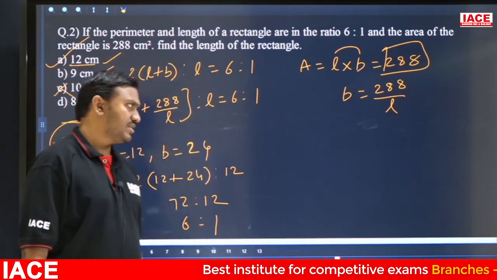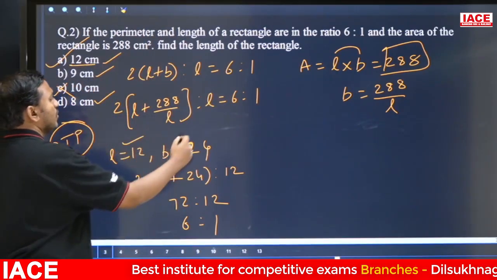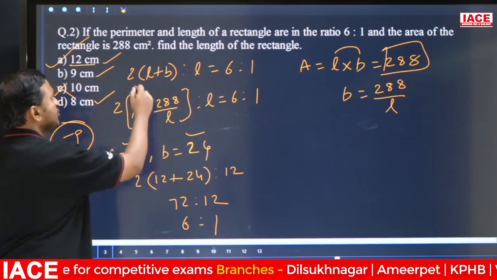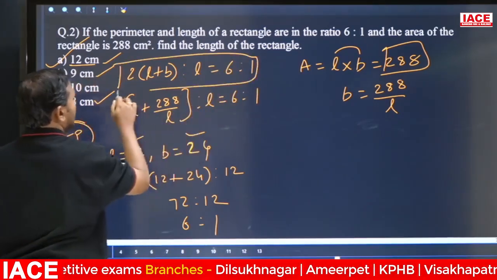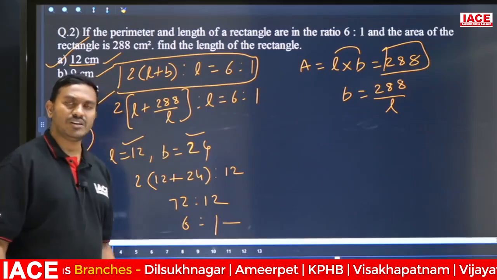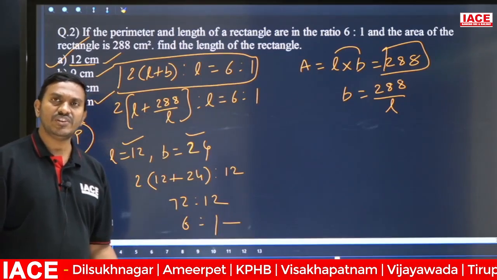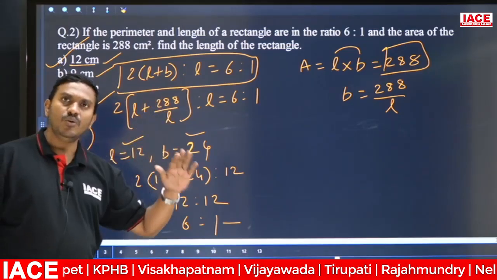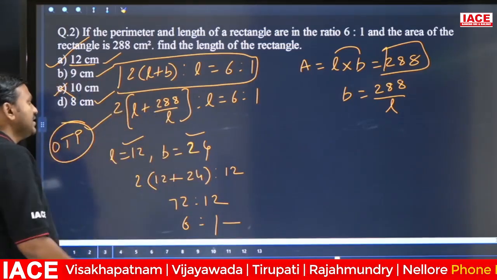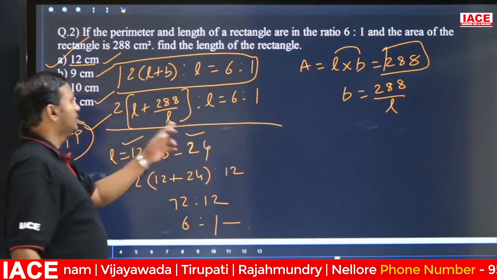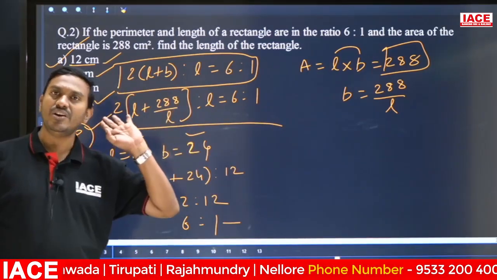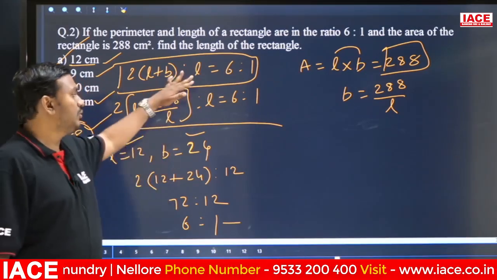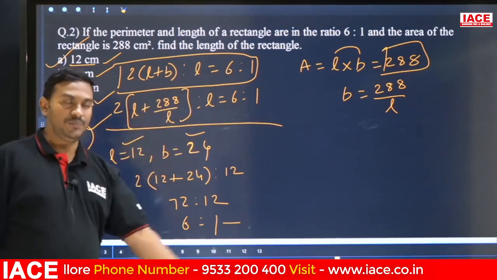Take L equal to 12. B we automatically know, because 12 into 24 is 288. Substitute in the given equation and check whether we are getting 6:1 or not. If we get 6:1, that is the right answer. If not, go for B and C. Otherwise, cross multiply, simplify, and solve the L value. But instead of doing that, directly going through the options we can go.